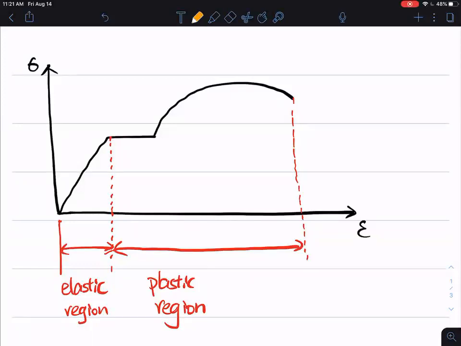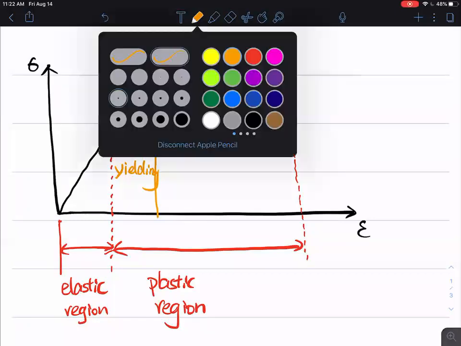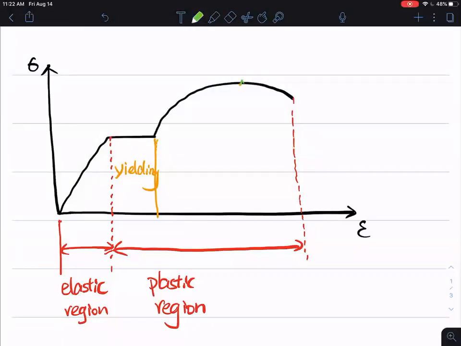And this area with a flat curve is called yielding. We're going to talk about what that is later. From this orange line all the way to this maximum stress, let's use a different color, this region is also called strain hardening.